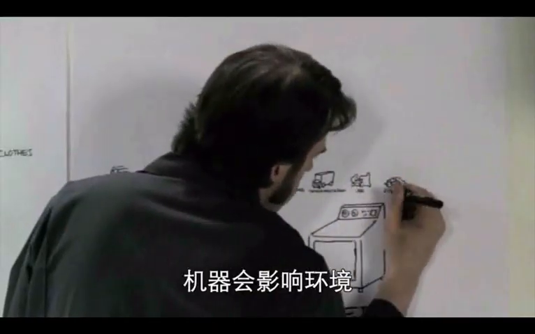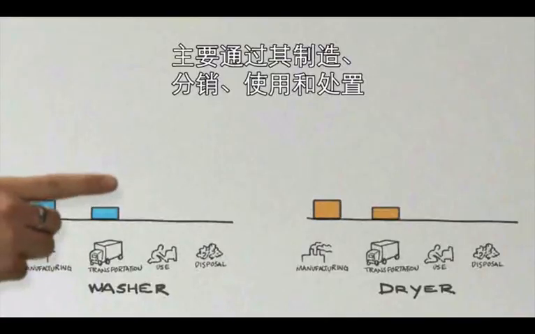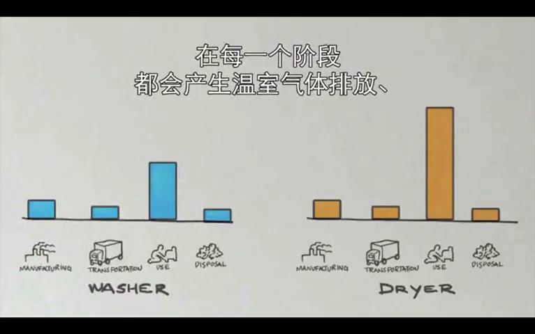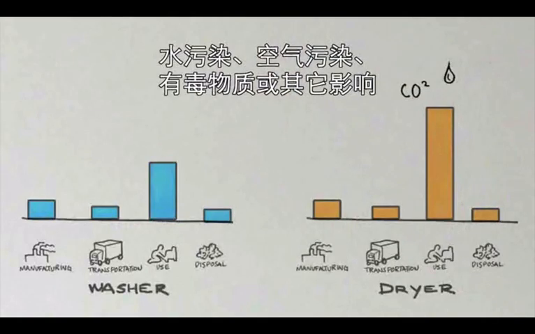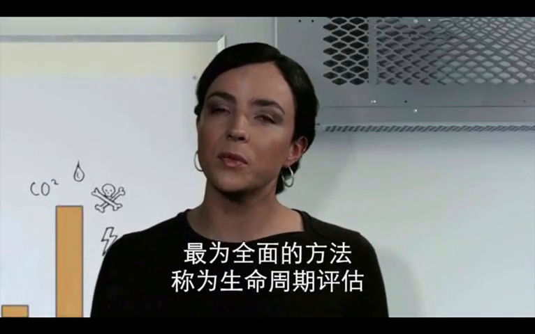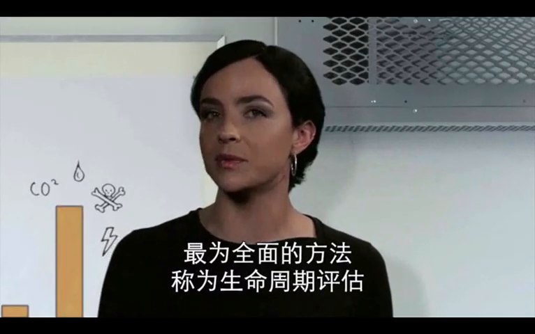The washer and dryer impact the environment through their manufacturing, distribution, use, and disposal. At each one of these stages, there may be greenhouse gas emissions, water pollution, air pollution, toxins, or other environmental impacts. Your analysis should measure these impacts to the best of your ability. The most thorough way to do this is called life cycle assessment. You may want to compare your results against some benchmark.